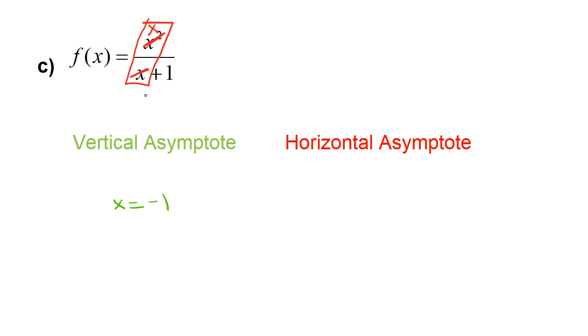This fraction as a whole is going to continue to get larger and larger and larger as x gets larger. So there is no horizontal asymptote. Anytime the variable in the numerator has a larger exponent than the variable in the denominator, you're not going to get a horizontal asymptote.